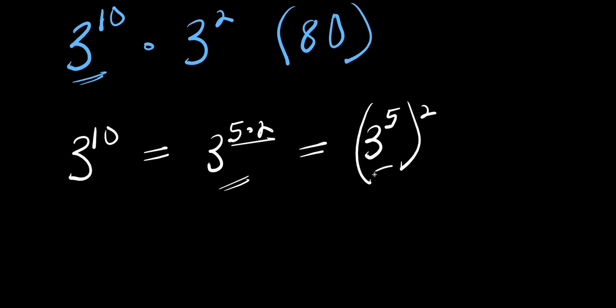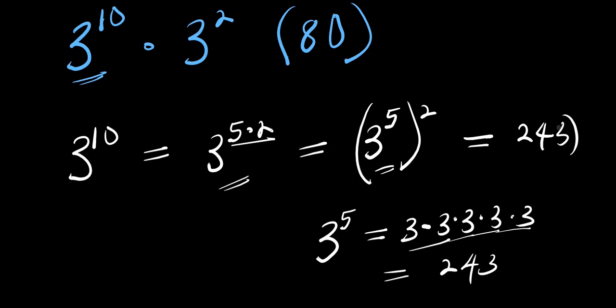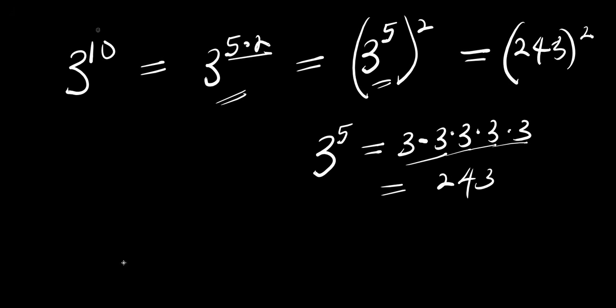And from here, we need to find the value of 3 to the power of 5. So 3 to the power of 5 equals 3 times 3 times 3 times 3 times 3. This is 9, 27, 81. 81 times 3 is 243. So that is 243. This means we are going to have 243 to the power of 2. So let's do that. We have 243 raised to the power of 2.